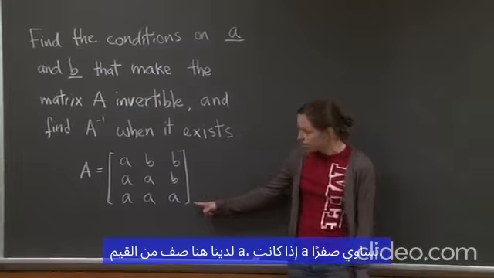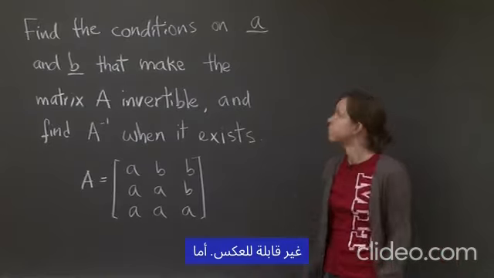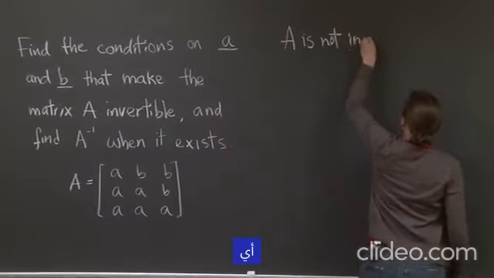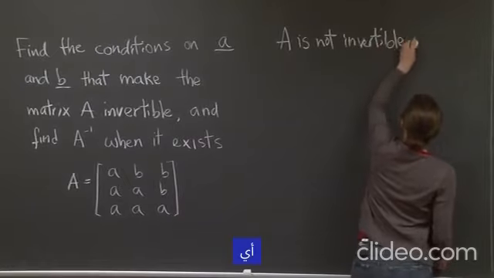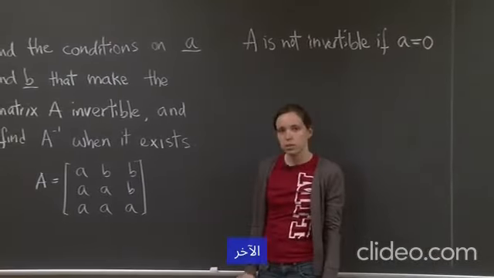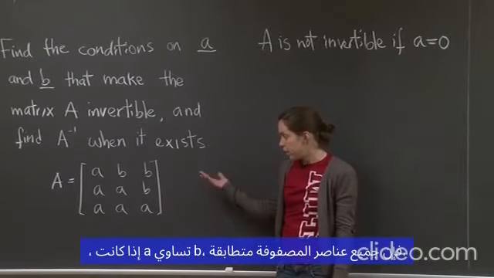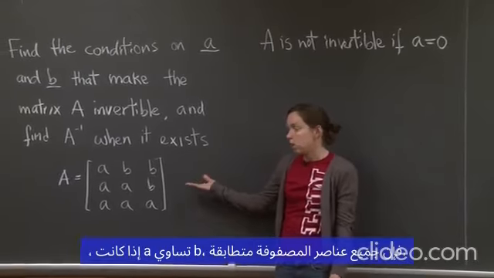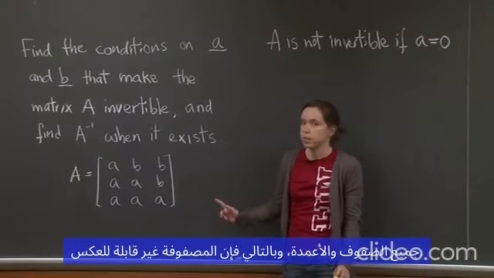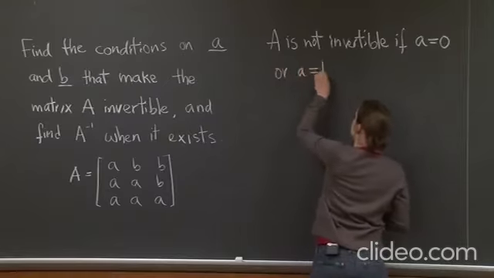Well, here you have a row of a's. If a is equal to 0, you have a row of zeros, the matrix is not invertible. What was the other one? Two of the same column or of the same row. Well, if a is equal to b, then all the entries in the matrix are the same. So all the rows are the same, all the columns are the same. The matrix is not invertible. So that's the other easy condition. A is not invertible if a is equal to 0 or a equals b.